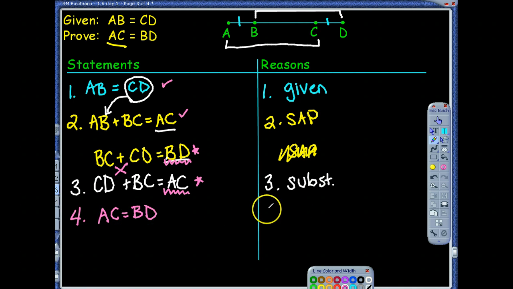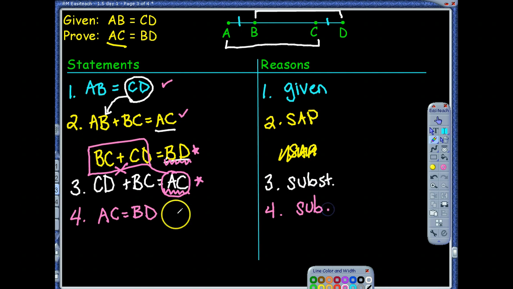And what is that reason? Well, one of my reasons I can think of is just substitute. I could substitute AC in for that sum in the one above it. So that could work. Or I'm thinking maybe transitive as well because of the fact that AC and BD both equal the same thing. Yeah, when they equal the exact same thing, they equal each other.